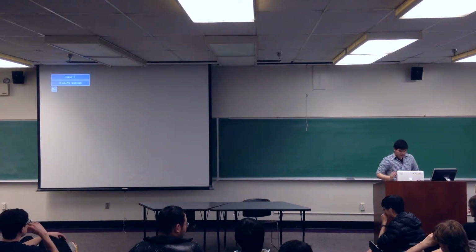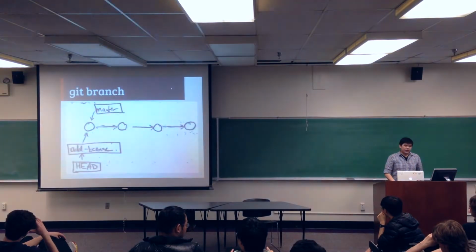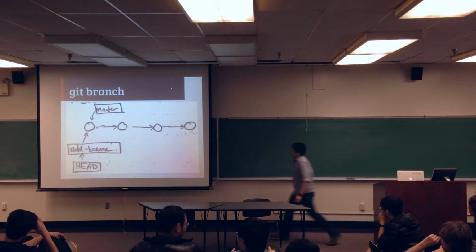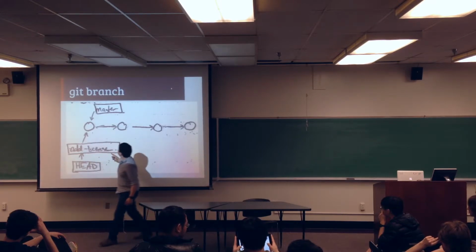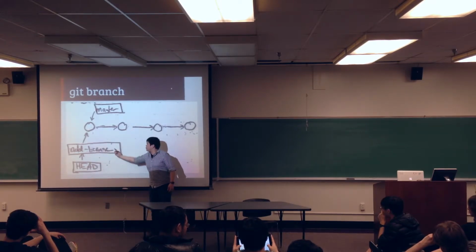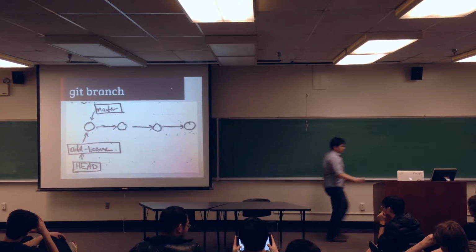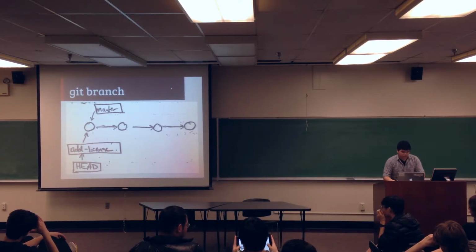So now if we go ahead, this is your history, and then we have add license, which is the branch we just created, and master is where it was, and HEAD is now pointing to add license. So that Git knows we're in the add license branch.